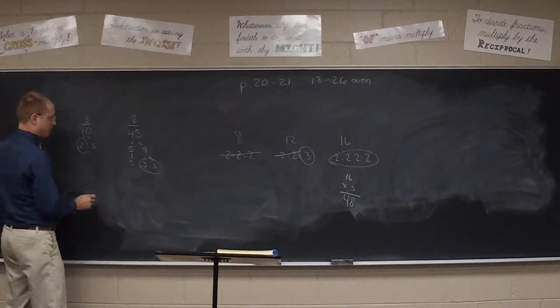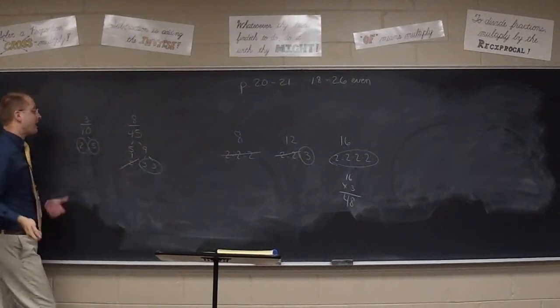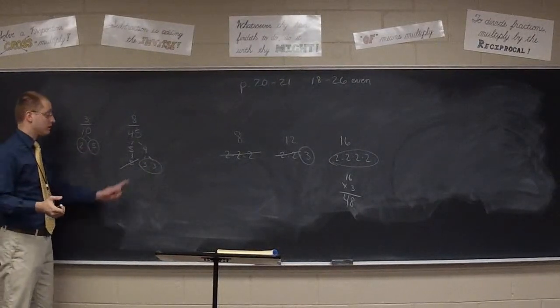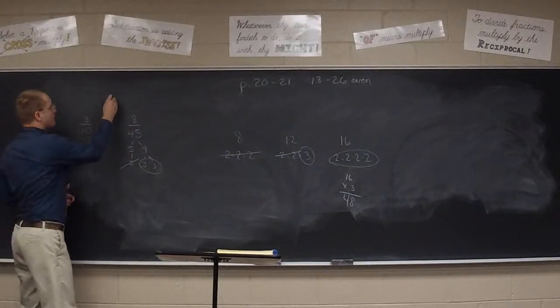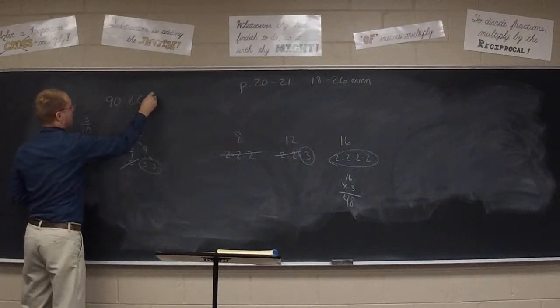Pick one. Doesn't matter which one. This one. All right, and then you multiply. 2 times 5 times 3 times 3. 90. So 90 is my least common multiple.